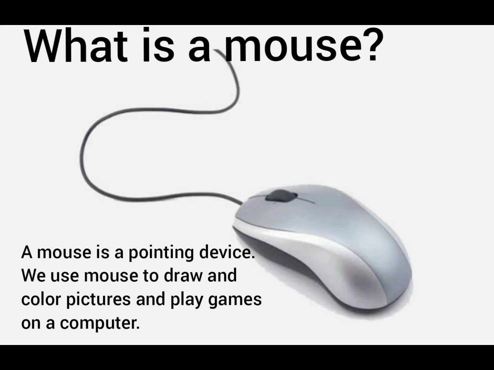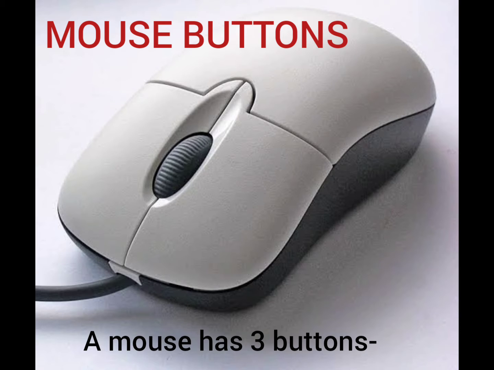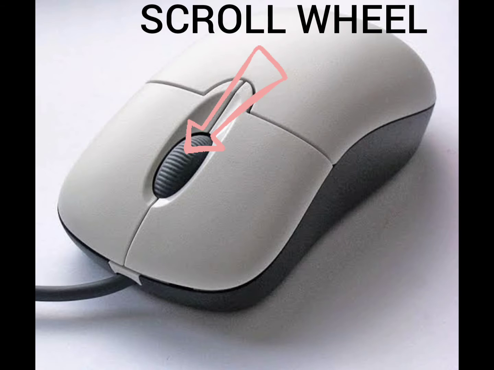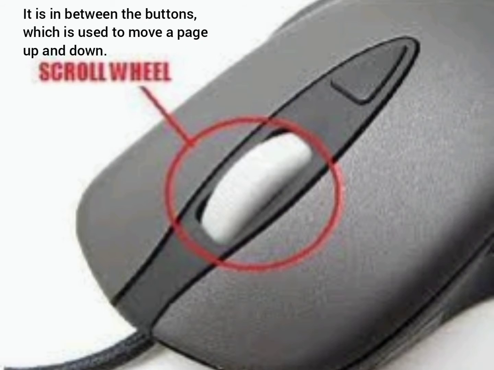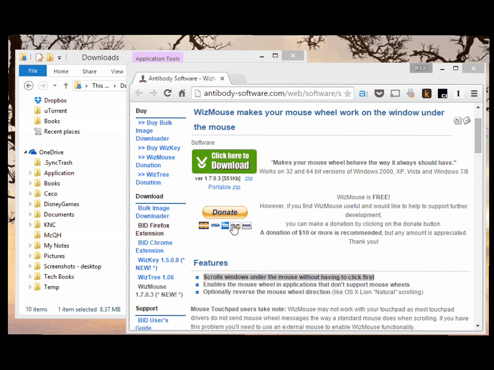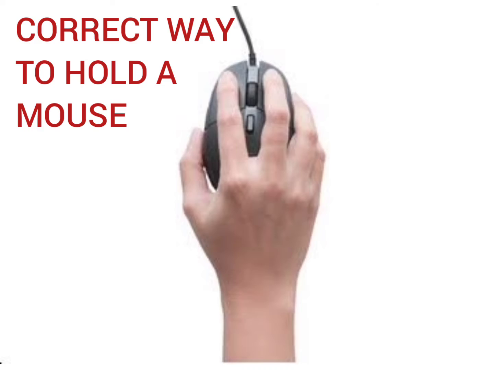So a mouse is a pointing device, and we use a mouse to draw and color pictures and play games on a computer. So now we will see how many buttons are there on a mouse. So a mouse has three buttons: left button, right button, and scroll wheel. Scroll wheel is between the buttons, which is used to move a page up and down. As you can see in the picture, when we are moving the scroll wheel, the page is going up and down.